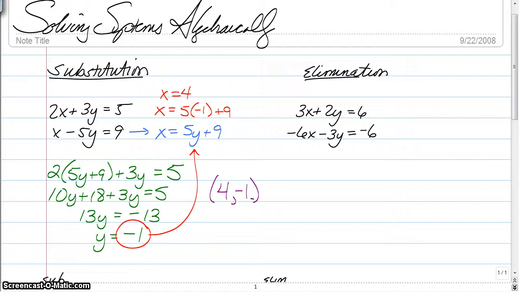Now if you really want to do the right thing here, you're going to take your 4 and negative 1 and substitute it back into both of those equations, just like we mentioned in our last video.